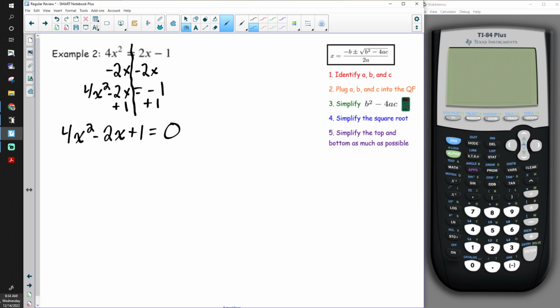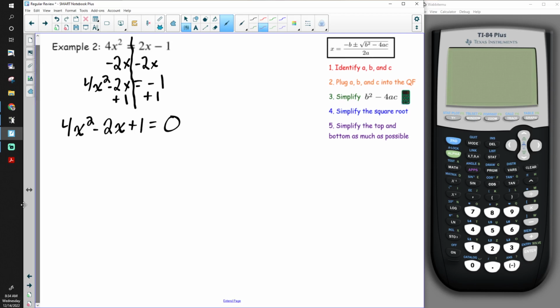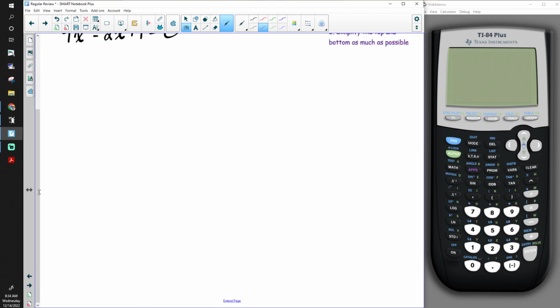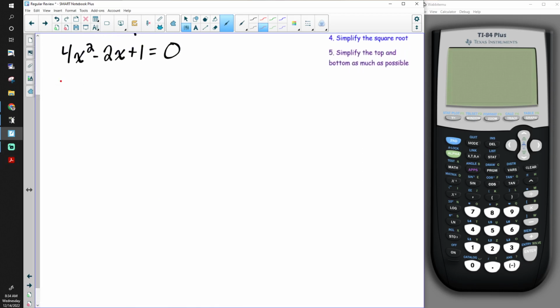Okay, now we go through the same 5 steps, exactly like we just did. Okay, first we identify our A, B, and C. Give us a little bit more room. A equals 4, B equals -2, and C equals 1. Okay? A, B, C.